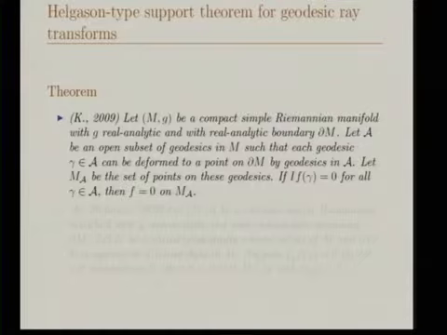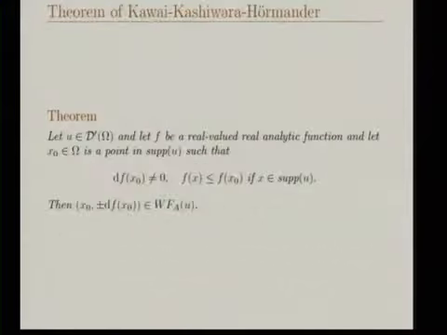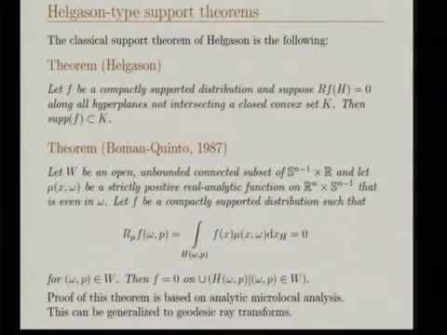Kawai, Kashiwara, and Hörmander. Could I see the previous slide and the slide before that, which was the Boman's? Yes. Okay. So what does this result say? This is the same as that, except for this weighted case now. This is the same as this, except there is a real analytic weight that's even in omega. Okay. And what was the theorem they used there? The next slide?